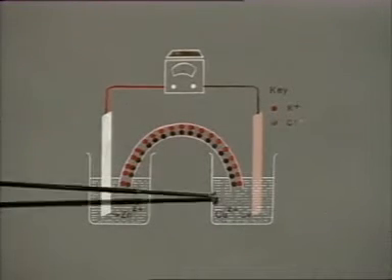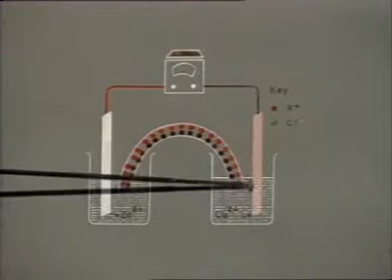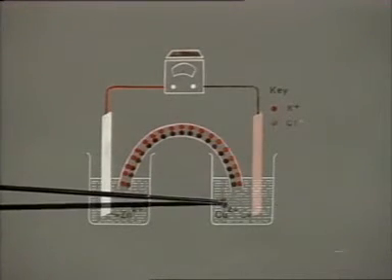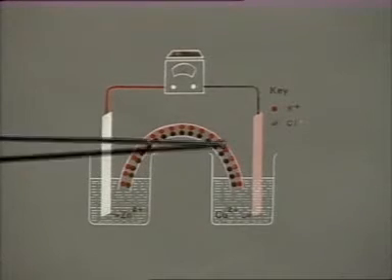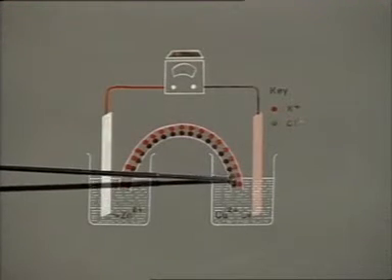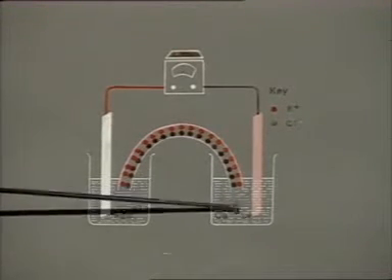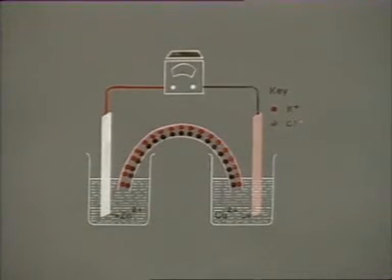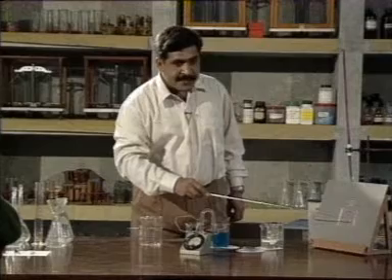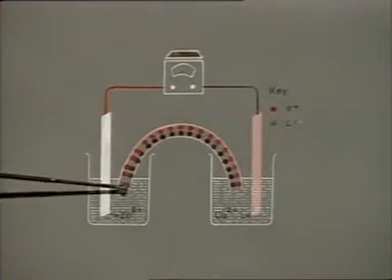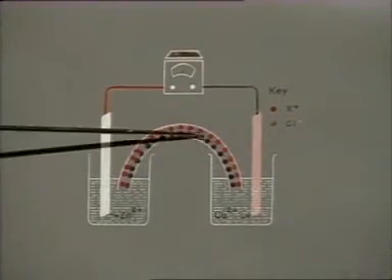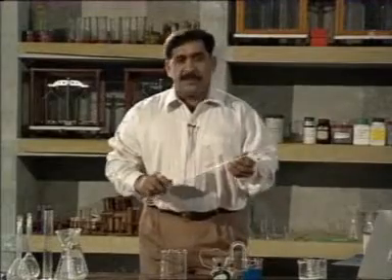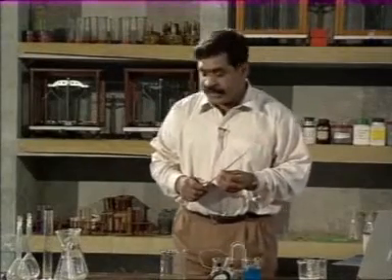When copper ions are deposited at the copper electrode, this solution becomes negatively charged. So potassium ions from the salt bridge move into the copper sulfate solution. In this way, it becomes electrically neutral. So the salt bridge makes both the solutions electrically neutral by the movement of positive and negative ions in both the solutions. Now, what are the applications of a galvanic cell?